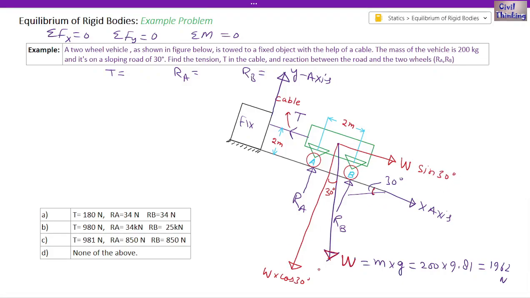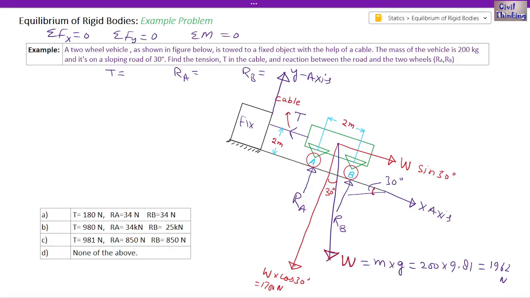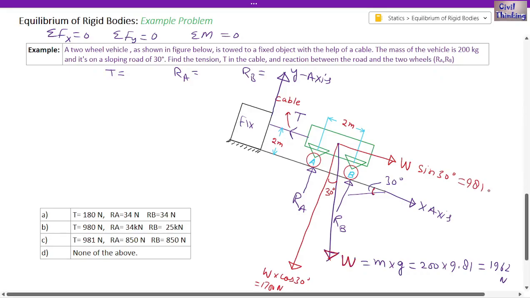Now W is 1962. Let me simplify these two vectors. 1962 multiplied by cos 30 is 1700 Newton. Now W multiplied by sine 30, how much is it? Let me use a calculator. Sine 30, it is 981 Newton. Okay, now let's apply these equations one by one.